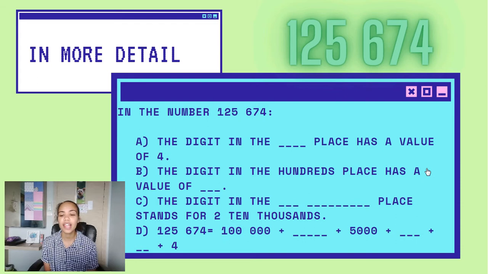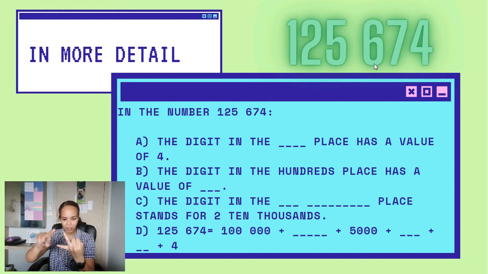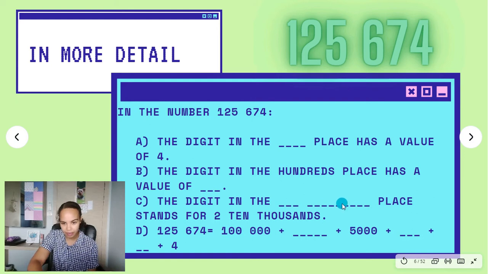B, the digit in the hundreds place has a value of what? So the digit in the hundreds place, what is the value of that number? That's 6 100s. Okay, so that's 100, 200, 300, 400, 500. The digit in the stands for 2 10,000s. So where is it? Which place is it in? Okay, so as you can see over here, I want the place, the name of the place.